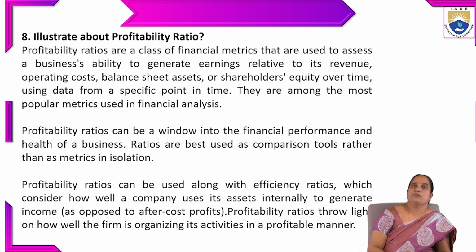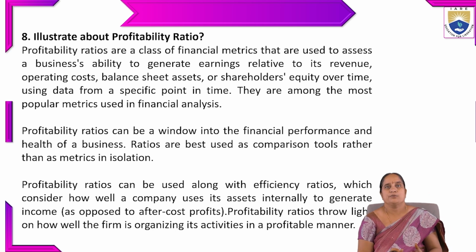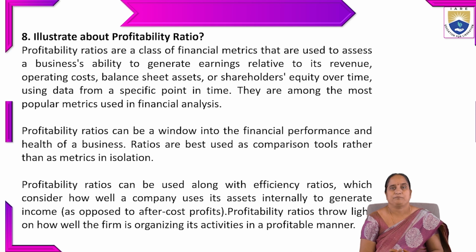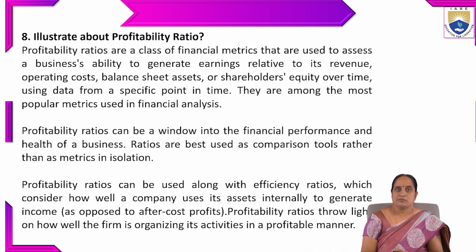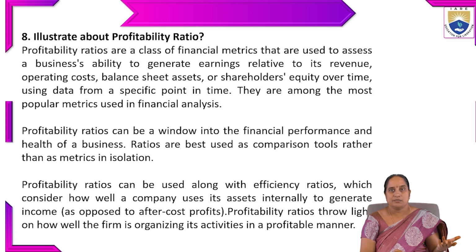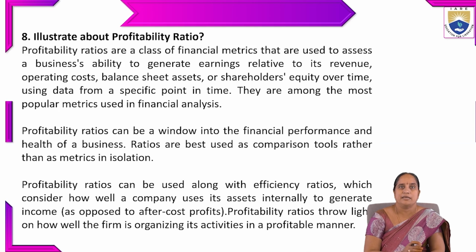The next: illustrate profitability ratio. Profitability ratios are a class of financial metrics that are used to assess a business's ability to generate earnings relative to its revenue, operating costs, balance sheet assets, and shareholders' equity over time, using data from a specific point in time. They are among the most popular metrics used in financial analysis. Profitability ratios can be a window into the financial performance and health of a business. Just by looking at the profitability ratio, one can assess the financial status of a company. And ratios are best used as comparison tools rather than as metrics in isolation.